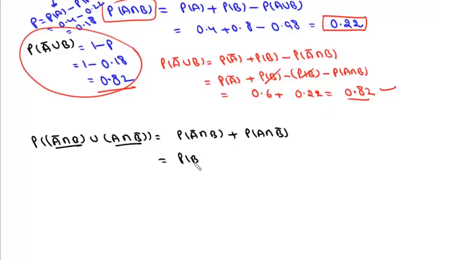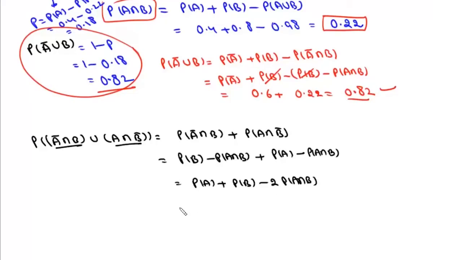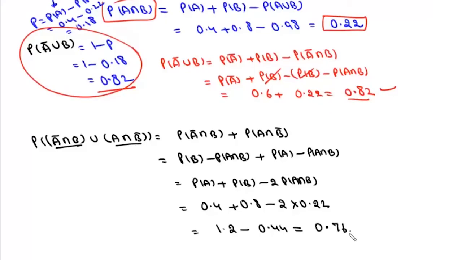Now this is probability of B minus probability of A intersection B, and this is probability of A minus probability of A intersection B. So it will be this PA plus PB minus 2 times P A intersection B. Now probability of A is 0.4, probability of B is 0.8 minus 2 into, and then A intersection B is 0.22. So there will be 1.2 minus 0.44, and which is 0.76, and that is the answer to this question.